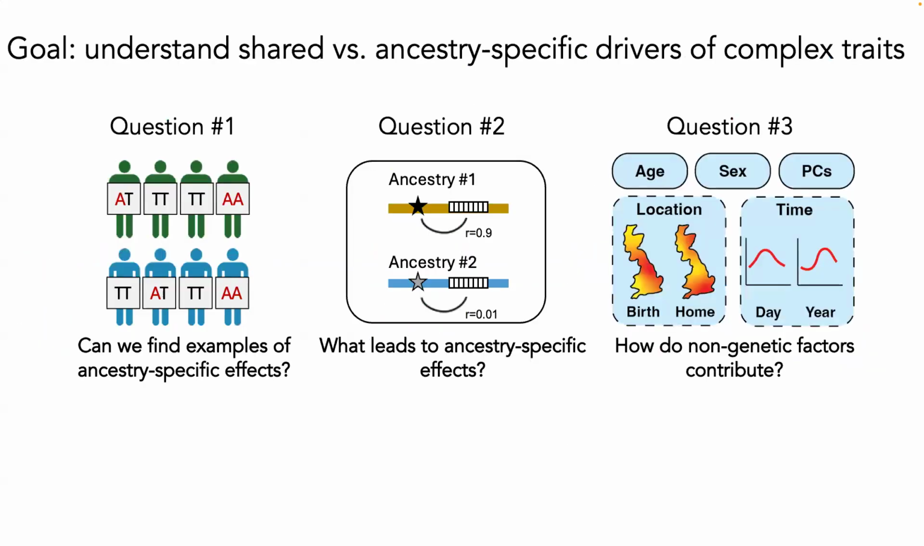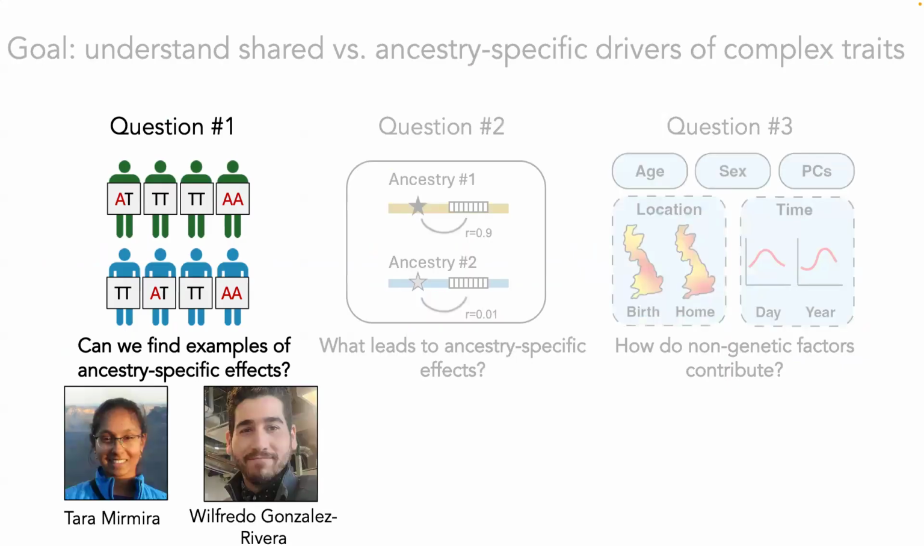Okay, so that was the motivation for three different projects that I'll talk about, trying to get at this question. And we'll start with this first question of, can we find specific examples of effects for complex traits that look like they are ancestry specific? And this is really great work that is led by Tara and Wilfredo, who are two graduate students in the group.